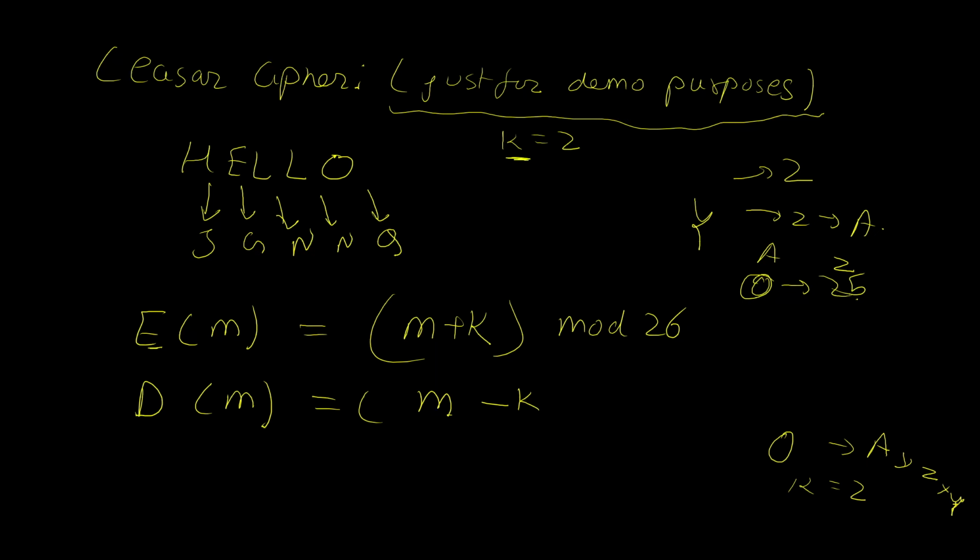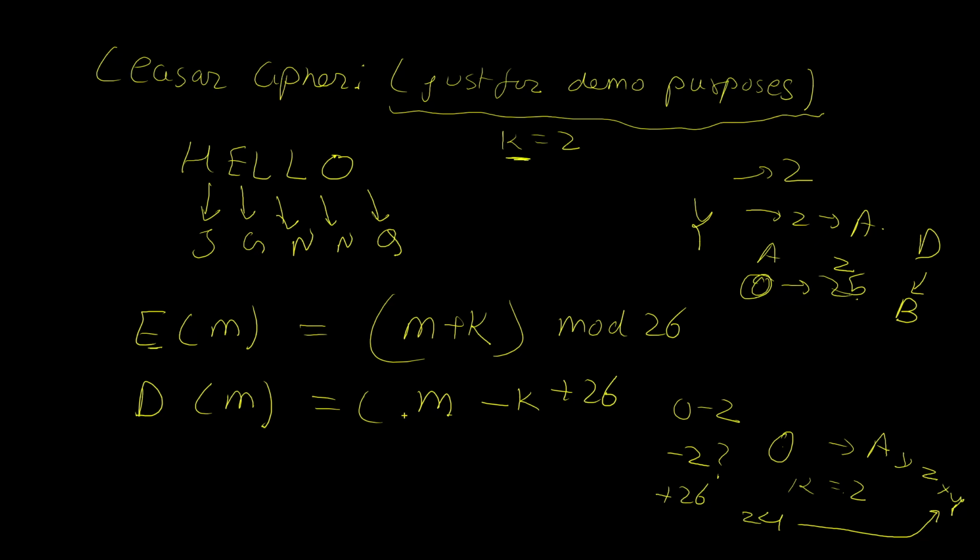But when I'm taking M minus k, I'm getting 0 minus 2, right? And that's minus 2. So what can I do with this minus 2? I can add a 26. And that would result in 24, which is indeed the value for Y. So let me add a 26 here. But then I should not have added 26 if the number was not negative. Because in the same example, if I were going back from D to B, then I did not fall below 0. So I did not need to add the 26.